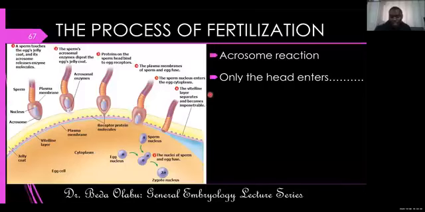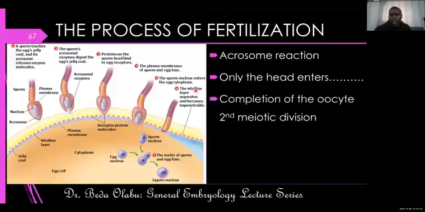Fine. After the head of the sperm has entered and zona reaction has occurred, it is at that time that the oocyte can complete its second meiotic division. Remember, the oocyte was arrested at metaphase 2. So now the oocyte completes its second meiotic division. And once it has completed its second meiotic division, it forms what we call the female pronucleus. On the other hand, the nucleus of the sperm is called the male pronucleus. So you have two pronuclei in a single cell.